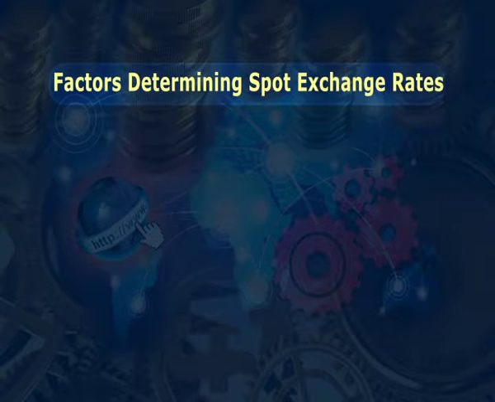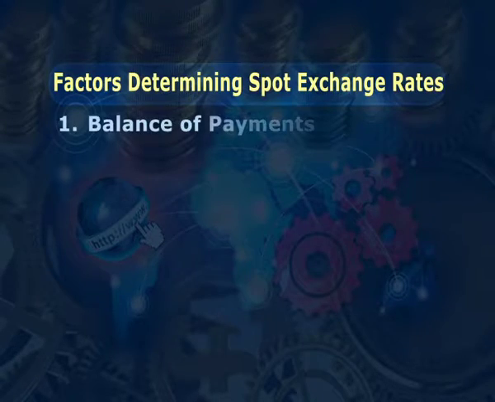Now, factors determining spot exchange rate. First, balance of payment. Balance of payment represents the demand for and supply of foreign exchange, which ultimately determine the value of the currency. Exports, both visible and invisible, represent the supply side for foreign exchange. Imports, visible and invisible, create demand for foreign exchange. Put differently, export from the country creates demand for the currency of the country in the foreign exchange market.